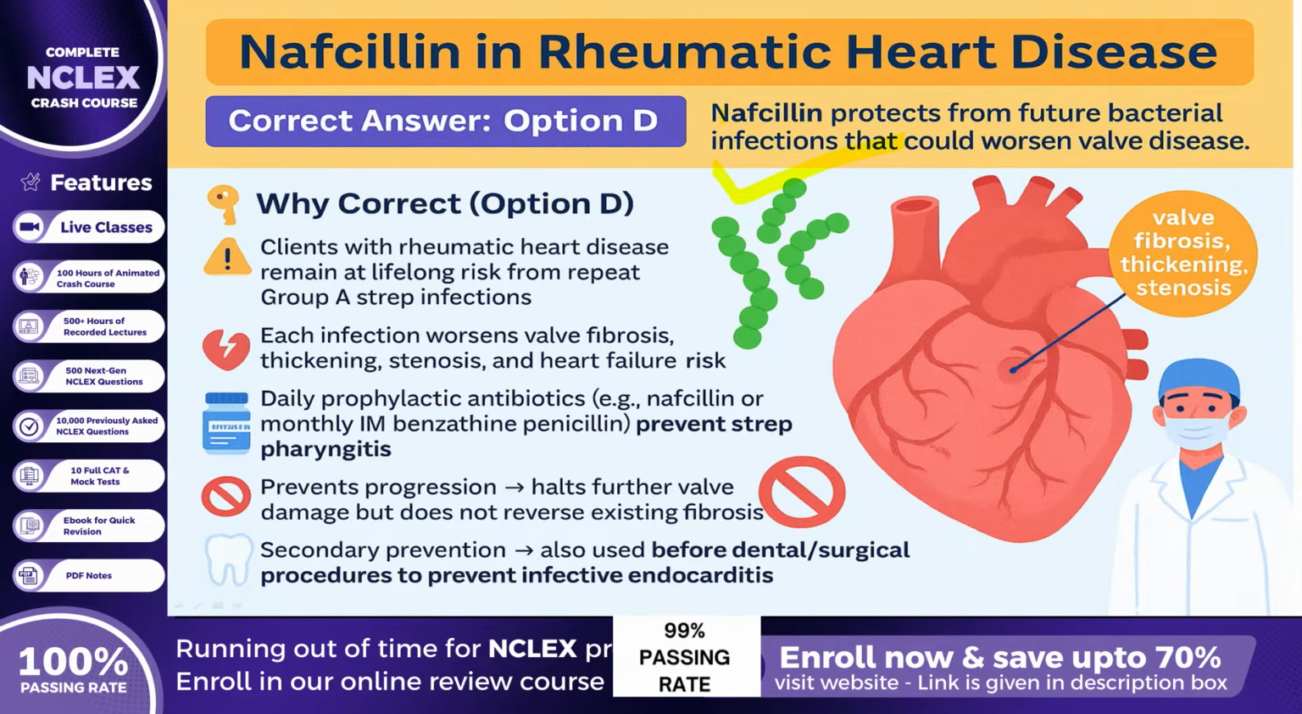Daily prophylactic antibiotics such as nafcillin, or in some cases monthly intramuscular benzathine penicillin, are given to prevent recurrence of strep pharyngitis. Preventing new infections is essential because every reinfection accelerates valve deformity, increases cardiac workload, and heightens the risk of heart failure. While the drug cannot reverse existing damage, it serves as secondary prevention. Additionally, clients may require special antibiotic coverage before dental or surgical procedures to reduce the risk of infective endocarditis.